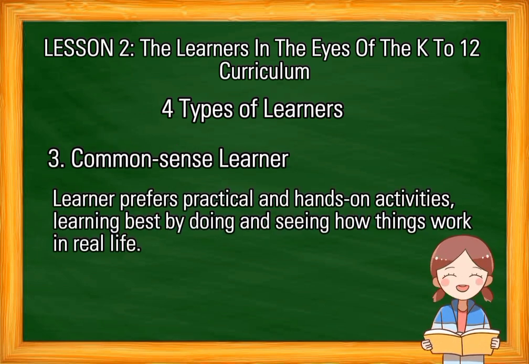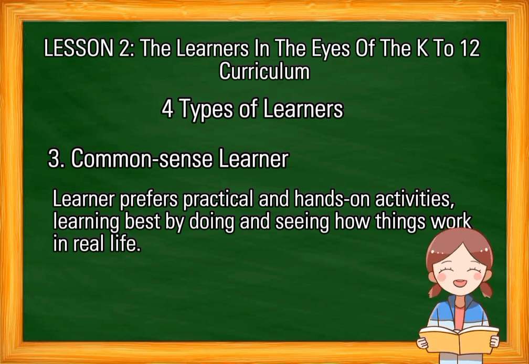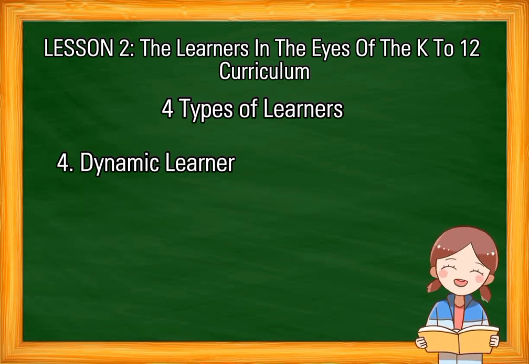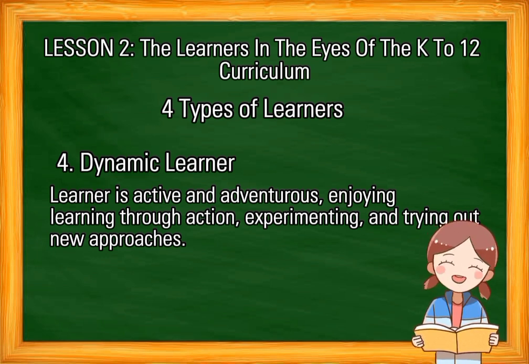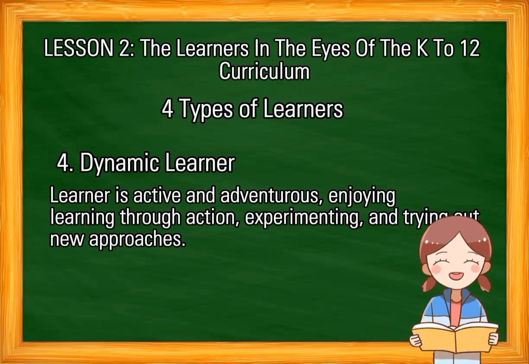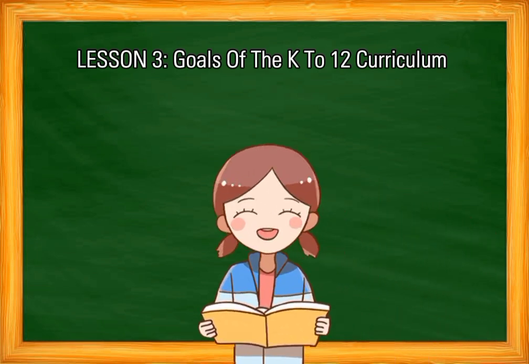Third is the common sense learner. A common sense learner prefers practical and hands-on activities, learning best by doing and seeing how things work in real life. And the last type of learner is dynamic learner. A dynamic learner is active and adventurous, enjoying learning through action, experimenting, and trying out new approaches. Let's proceed to Lesson 3, Goals of the K-12 Curriculum.